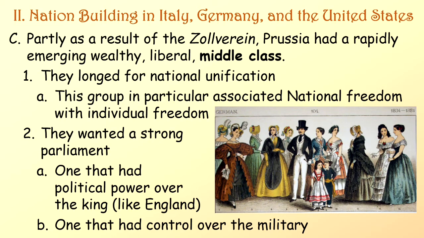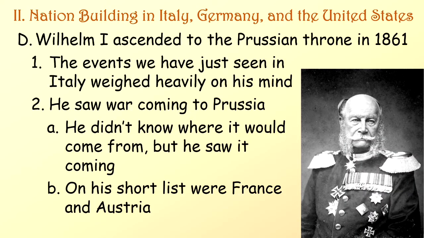Partly as a result of the Zollverein, Prussia had a rapidly emerging wealthy, liberal middle class, and they longed for national unification. This group in particular associated national freedom with individual freedom. They wanted a strong parliament, one that had political power over the king, like in England, one that had control over the military. Wilhelm I ascended to the Prussian throne in 1861.